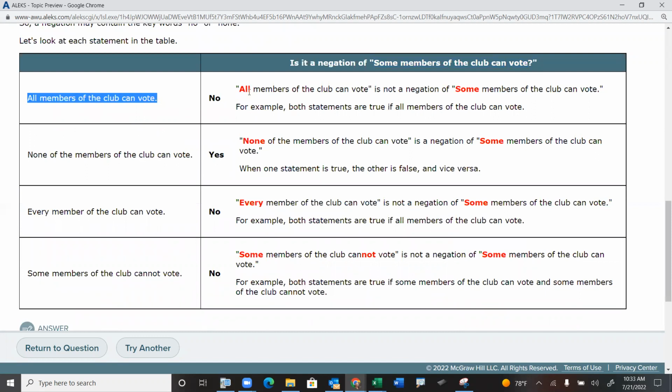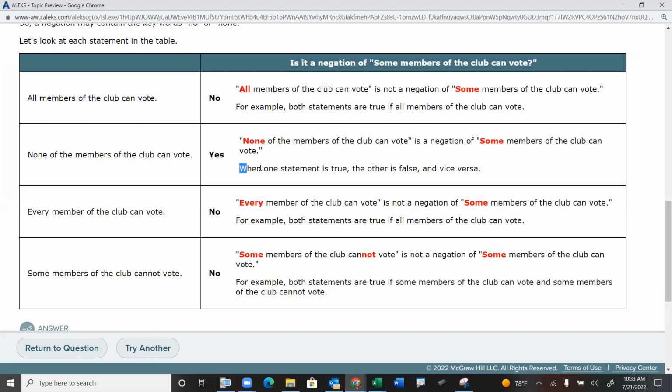Well, all members, if that's not a negation of some, because both statements can be true at the same time if all members of the club can vote. So if you say all members of the club can vote, it's still true that some can vote. So this statement does not force one of the two statements to be true and one to be false at the same time. How about this one?